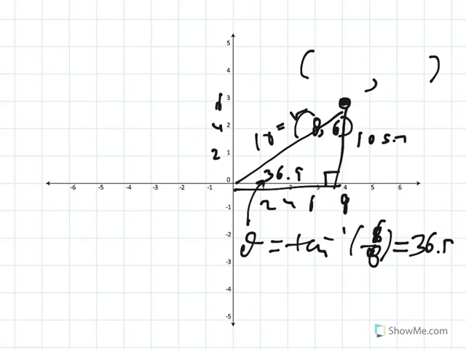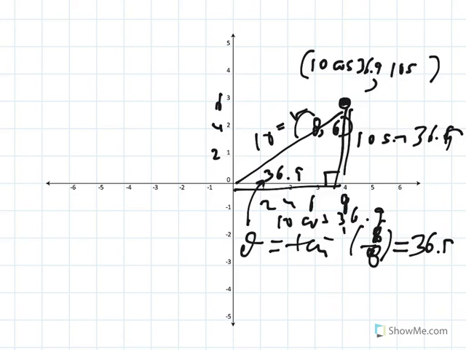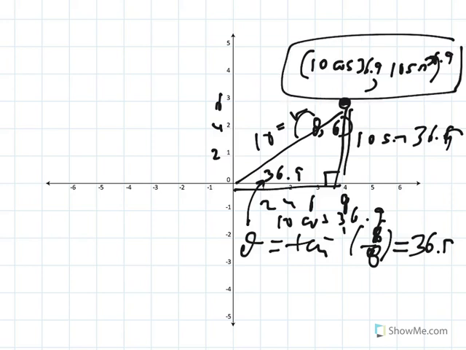So I can write this point, this 8, 6 point, as 10 cosine 36.9, comma 10 sine 36.9. This is the trigonometric form, or like the polar form. It's the same point. It's still 8, 6, but in this form, it has some information that might be useful for other types of problems.